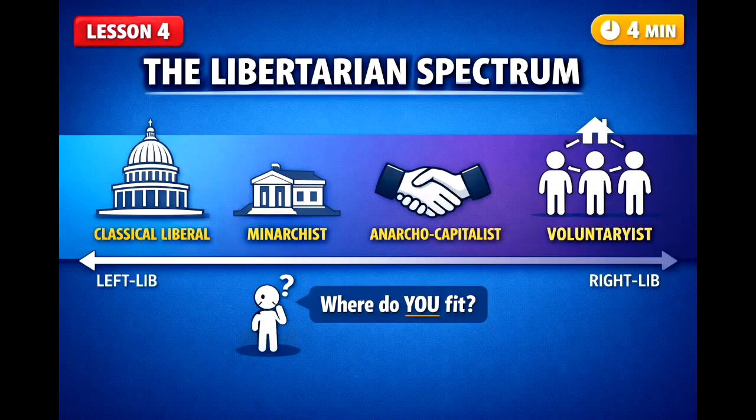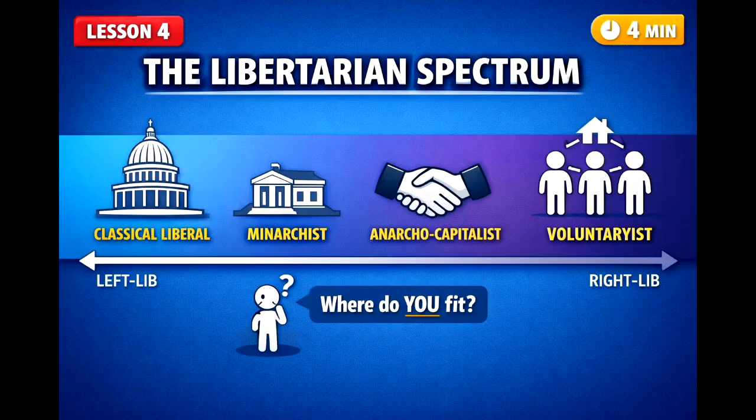But within libertarianism itself, there's a range. On one end, you have people who want almost no government. We call them Anarcho-Capitalists or Voluntarists. On the other end, you have people who want a very small, limited government. We call them Minarchists or classical liberals, and there's a whole spectrum in between. Let me break this down.